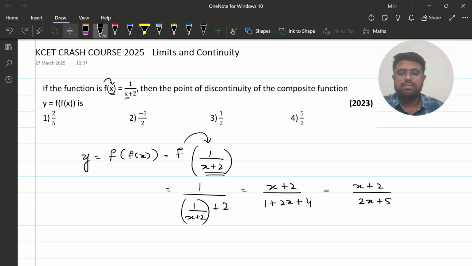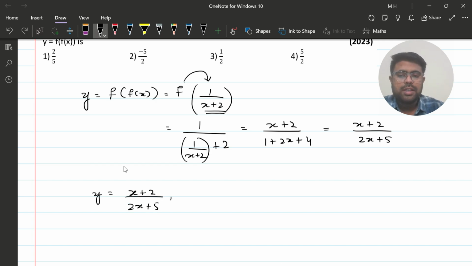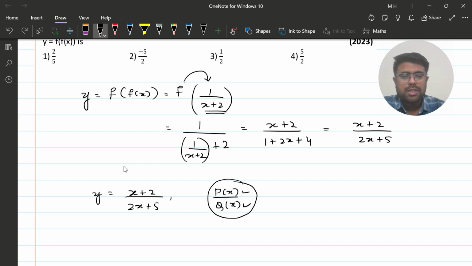Therefore y is equal to x plus 2 divided by 2x plus 5. As you can see, it is of the form p of x divided by q of x, where p and q are polynomial functions. The p is going to be x plus 2, which is a linear function, and 2x plus 5 is again a linear function. So it is a rational function as a whole.